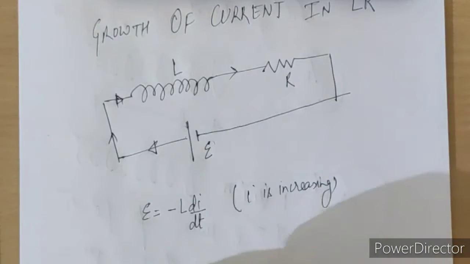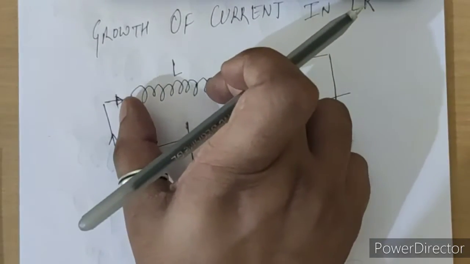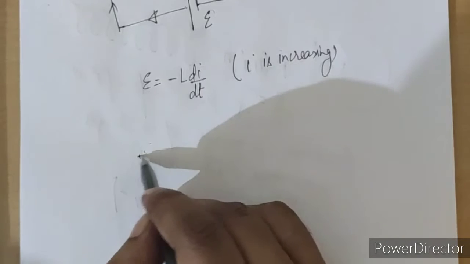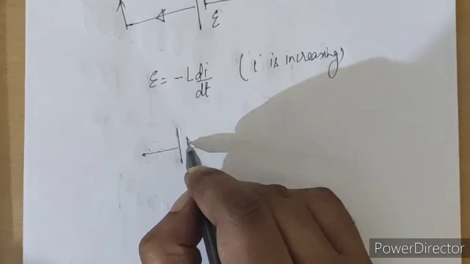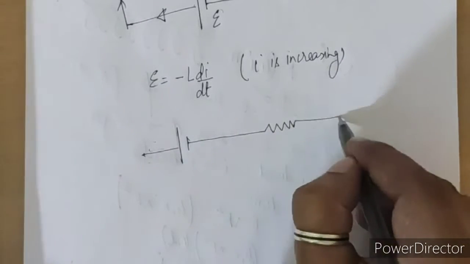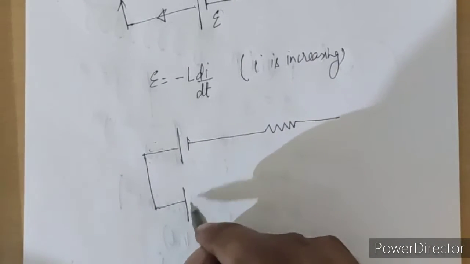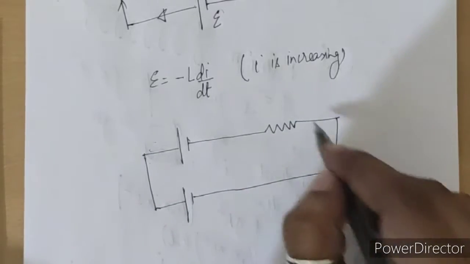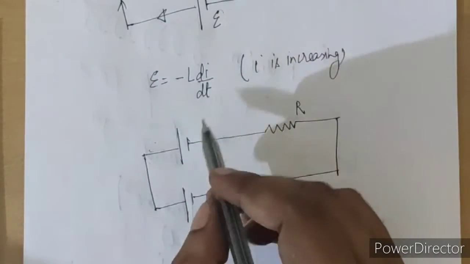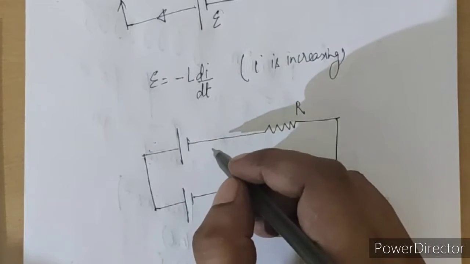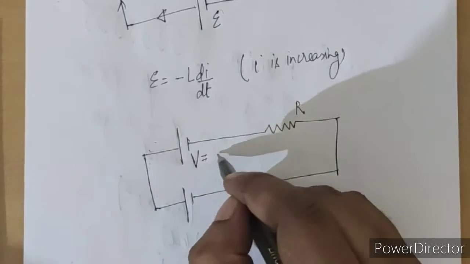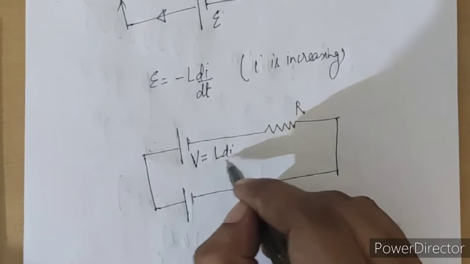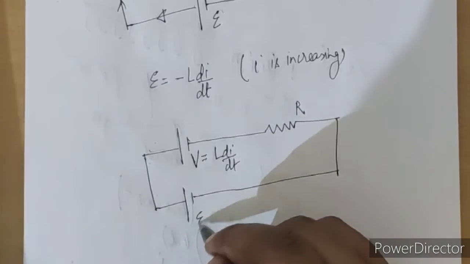So instead of the inductor, there will be an induced voltage across this, and you can put a battery like this. So this is the resistance. Instead of the inductor, now we have put this induced voltage, which is equal to L di by dt in magnitude, and this is EMF.